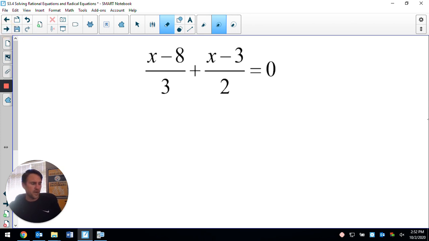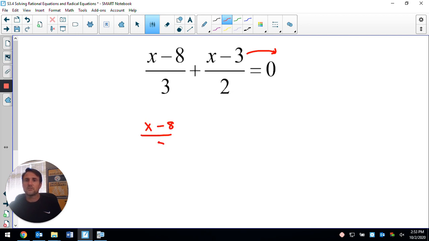We have two fractions, and they're added together, and it's equal to 0. So I could try to add these fractions together, but I think what I'd do instead is I'm going to move this fraction to the other side. That will make it negative, and that's okay. So let's see what we get. x minus 8 over 3 equals negative x minus 3 over 2.